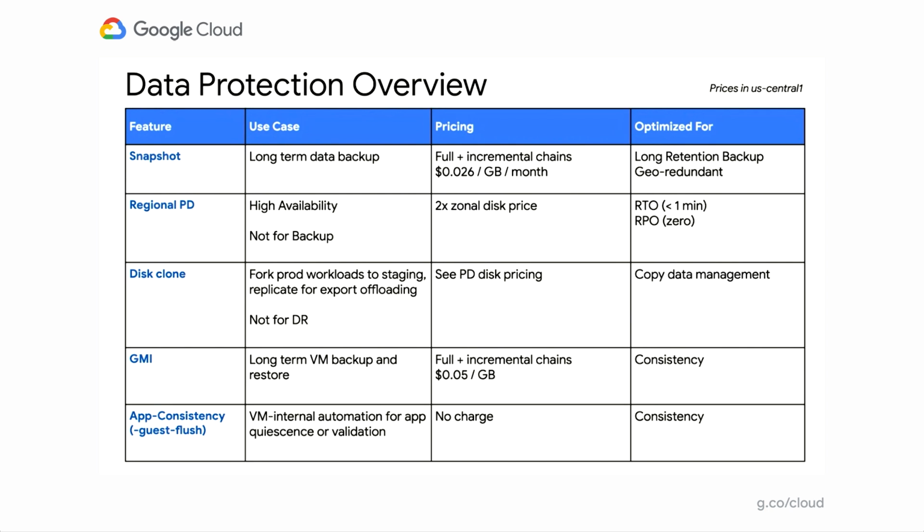If the goal is high availability, regional persistent disk is purpose-built for that. It's not built for backup. So again, if a region is somehow completely unavailable or destroyed in some way, you would need snapshots in addition to regional PD to have that durable geo-redundant backup. But regional persistent disk gives you that 0 RPO for a single failure and that very low RTO.